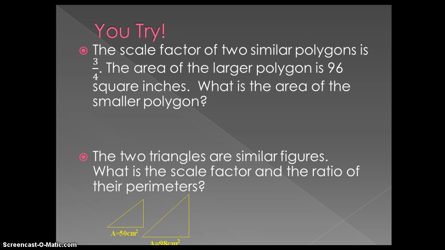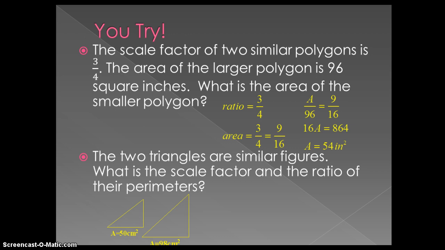So the scale factor is 3 to 4, which means the area ratio is going to be 3 squared to 4 squared, or 9/16. Now we know the area of the larger one, so when we set up our proportion, 9/16 is equal to the unknown area over 96. Using cross products, we get 16a equals 864, and the area then becomes 54 inches squared. So we know the area of the smaller polygon is going to be 54 square inches.